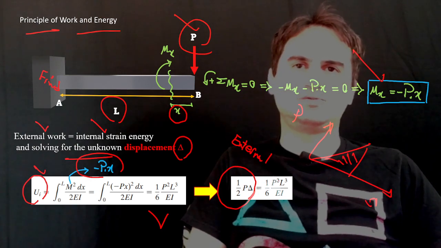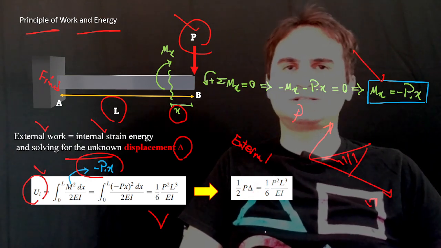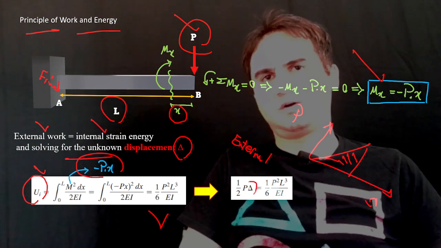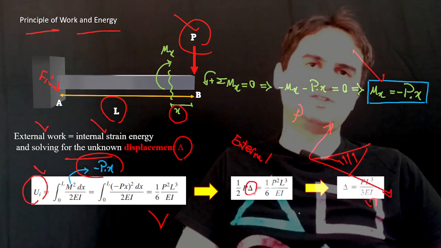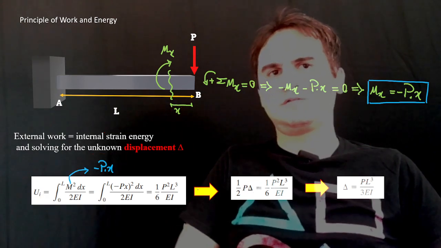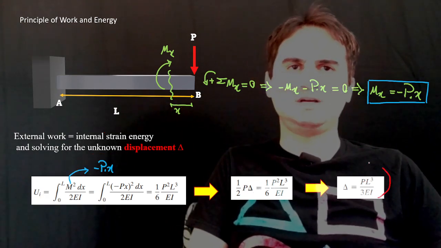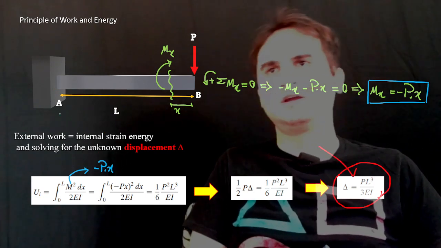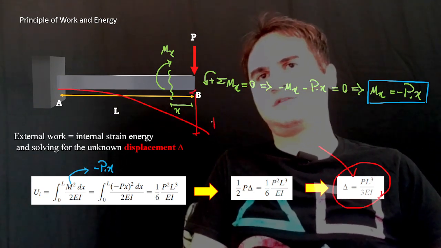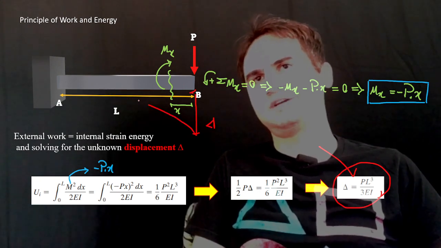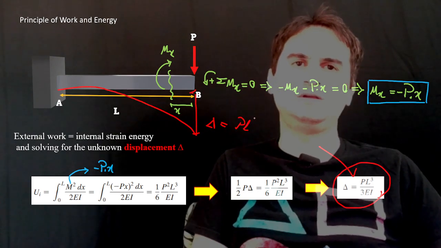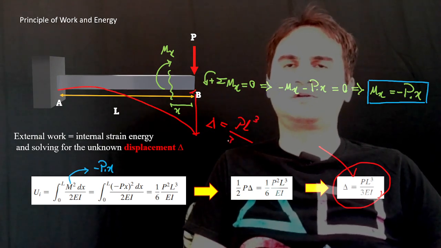And if that's equal to 1/6 of P squared L cubed over I, the only unknown here is delta. It simply gives us the amount of deflection, which is PL cubed over I. Just calculate the amount of deflection, like what happened here in terms of deflection of the real beam. Any method you use, you can get something like PL cubed over EI.